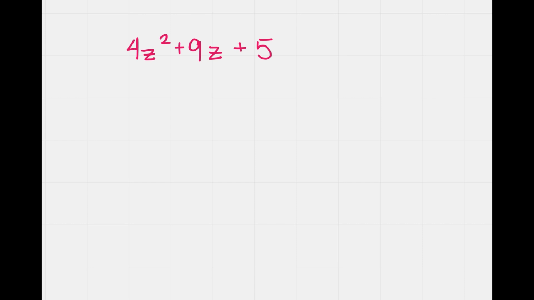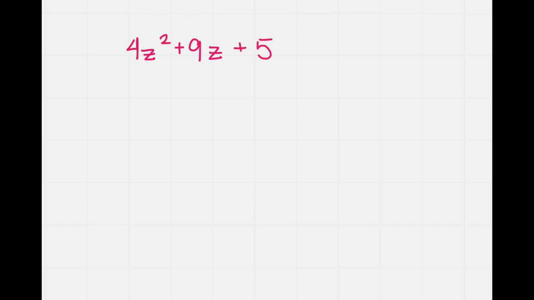Alright, so here's the first quadratic we're going to be dealing with. We have 4z squared plus 9z plus 5. Before, when factoring quadratics where the leading coefficient is 1, we would find a set of numbers that multiplies to the last term and adds up to the second term. However, the leading coefficient in this quadratic is 4, so what we did before is not going to work.